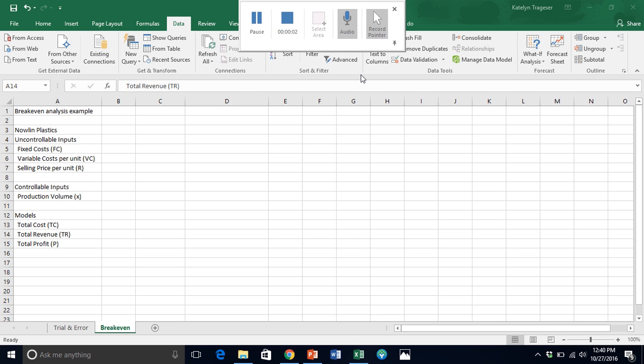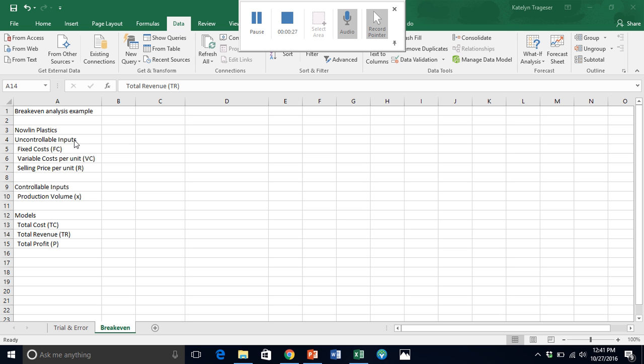The next example we'll be taking a look at is the Nolan Plastics example for break-even analysis in Chapter 1. In this example, we'll be looking at the models of cost, revenue, and profit. And then we will be using the goal-seek function in Excel to solve for the break-even quantity. Now go ahead and set up your workbook similar to what I have here.